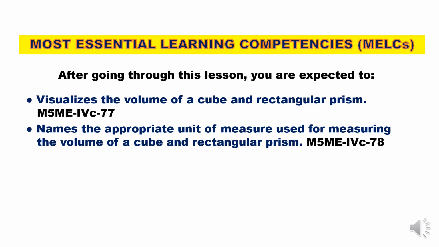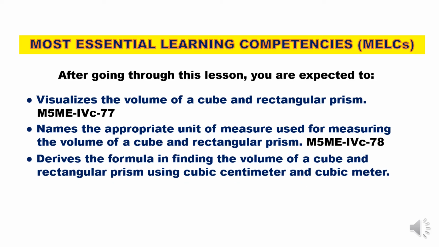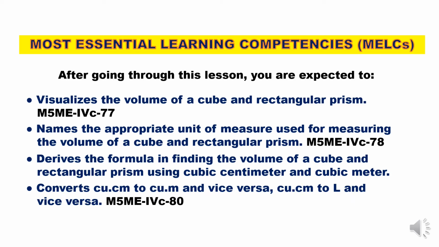Names the appropriate unit of measure used for measuring the volume of a cube and rectangular prism. Derives the formula in finding the volume of a cube and rectangular prism using cubic centimeter and cubic meter. And convert cubic centimeter to cubic meter and vice versa. Cubic centimeter to liter and vice versa.